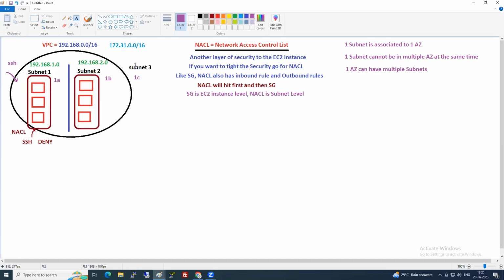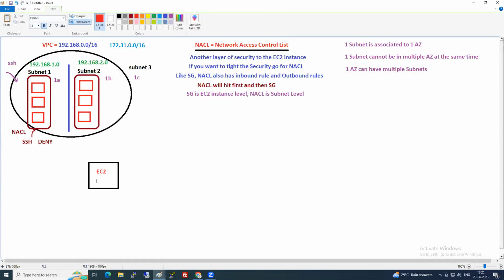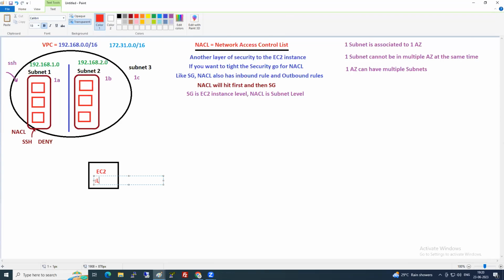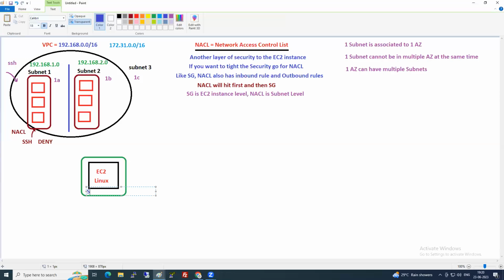So now I'll give one class example to make you understand. Custom NACL is deny. Very good, Madhav. So let's say we have an EC2 instance, which is Linux. The EC2 instance is secured by a security group. So in the security group, I have allowed SSH.